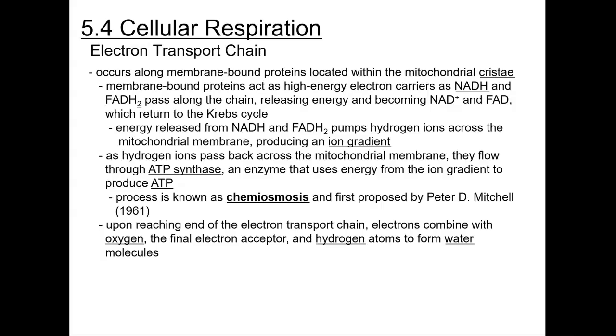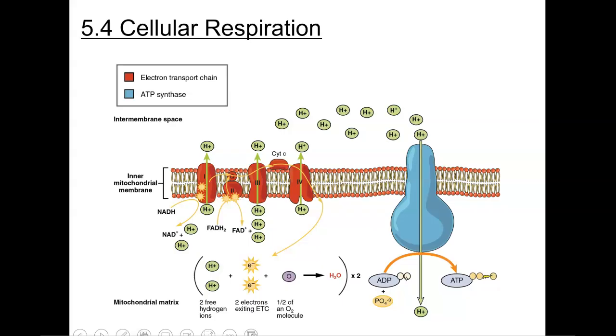Now, the energy that was released from these molecules is going to help pump hydrogen ions across the mitochondrial membrane and produce what's known as an ion gradient. As hydrogen ions pass back across the mitochondrial membrane, they flow through ATP synthase, an enzyme that uses energy from the ion gradient to produce ATP. This process is often referred to as chemiosmosis, and it was first proposed by Peter Mitchell in 1961. Upon reaching the end of the electron transport chain, electrons combine with oxygen, the final electron acceptor, and hydrogen atoms to form water molecules. And here you see all of that happening.